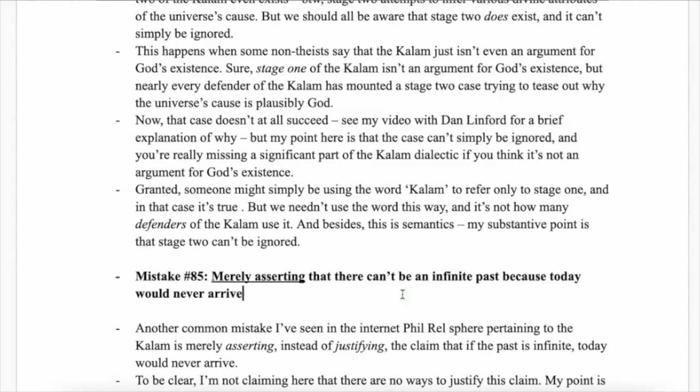That is what I'm saying here is a common mistake that should really be avoided. See, as I say here, this common mistake consists in merely asserting instead of justifying the claim that if the past is infinite, today would never arrive.